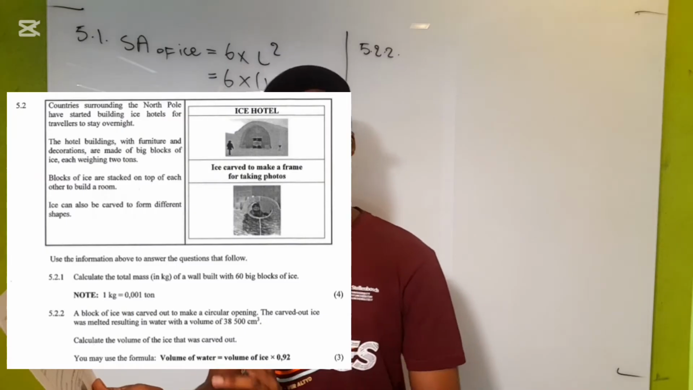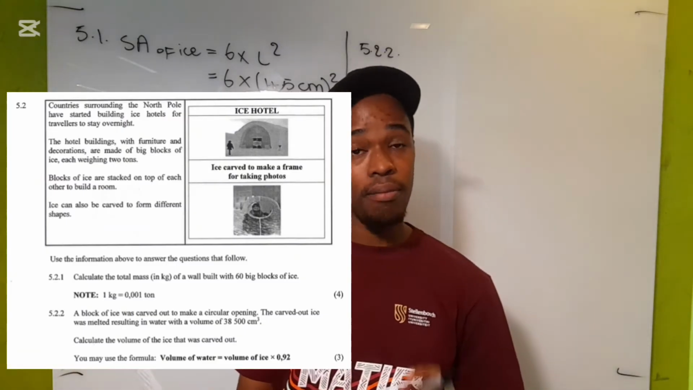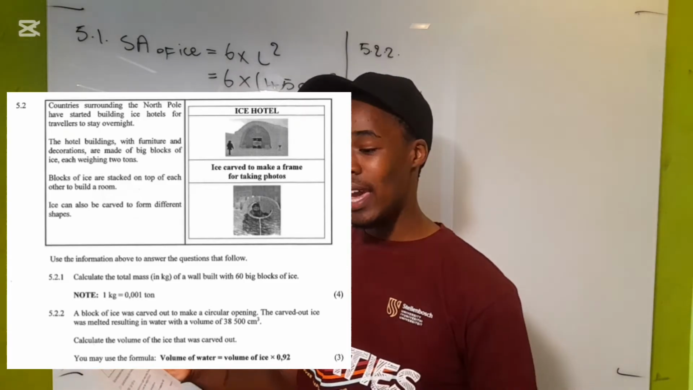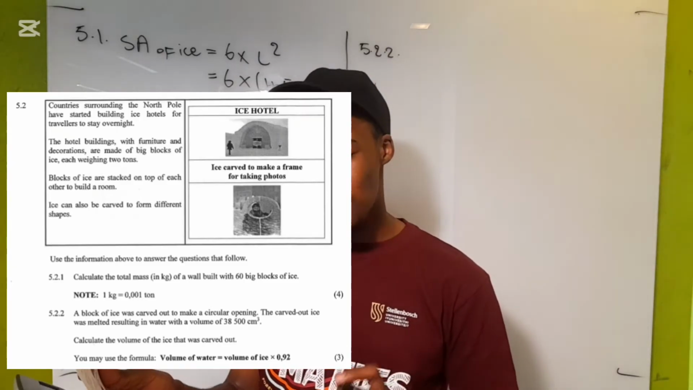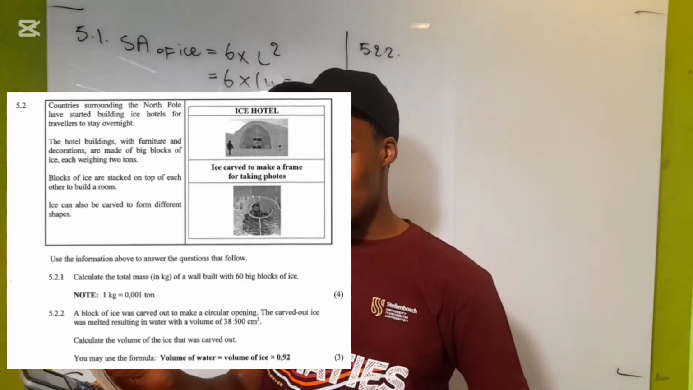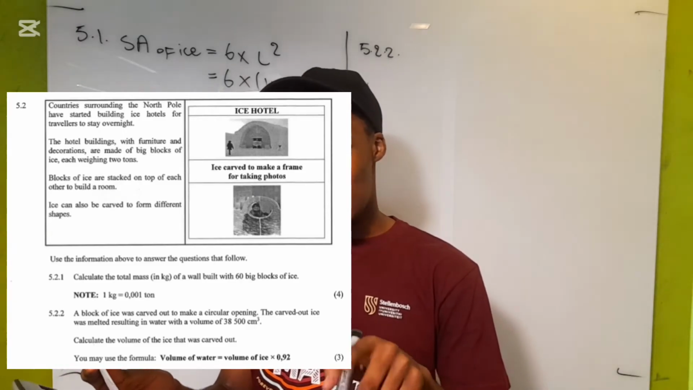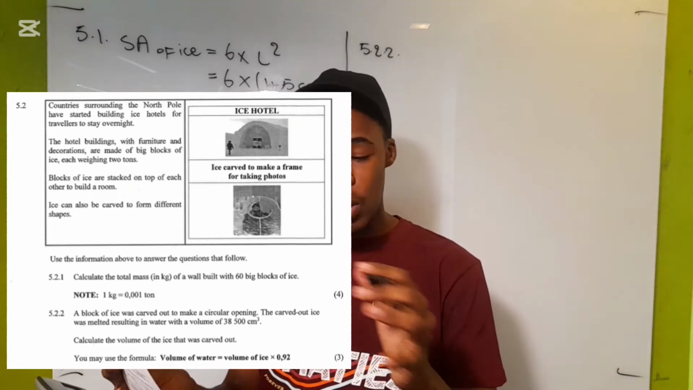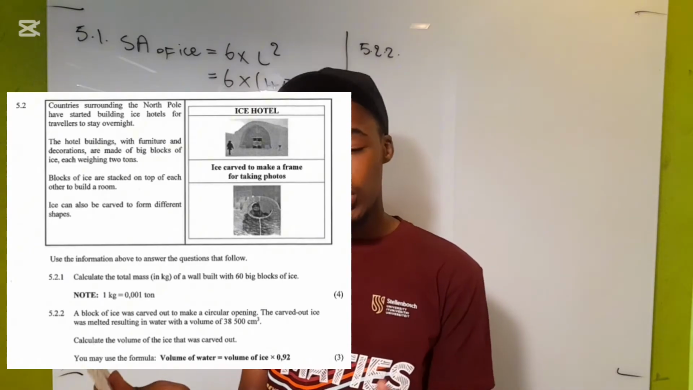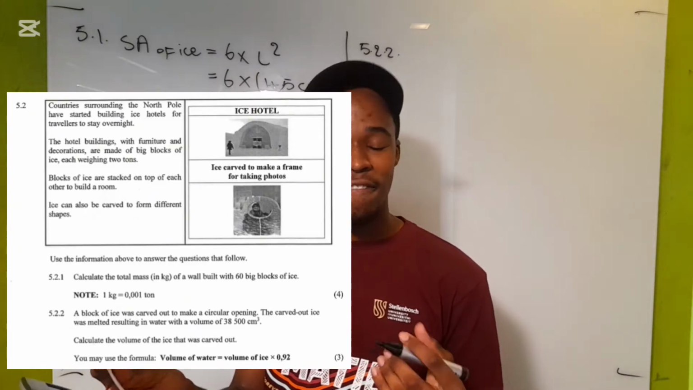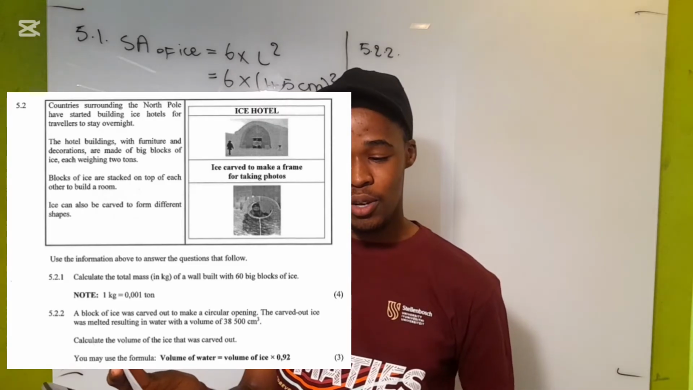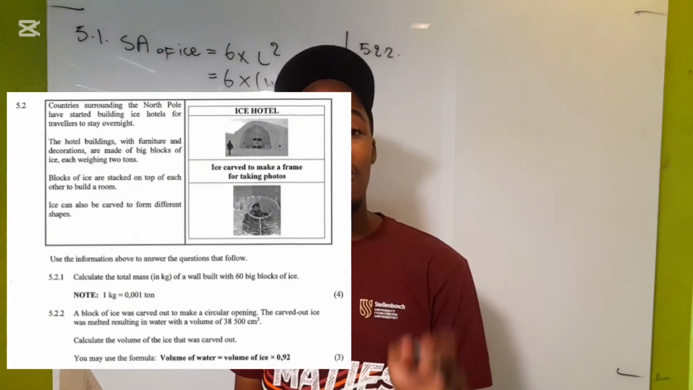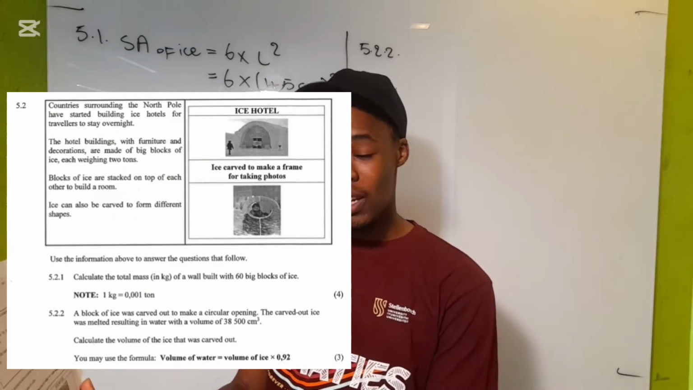So just to make sure that we all understand the scenario, we're going to read it again and make sure that we understand exactly what's required of us here. So they say a block of ice was carved out to make a circular opening, okay? So when they were carving out this block of ice, some water was melted, and the amount of water that was melted made a total volume of 38,500 cubic centimeters, okay? So now they want us to calculate the volume of the ice that was carved out, okay? We've been given the formula there.